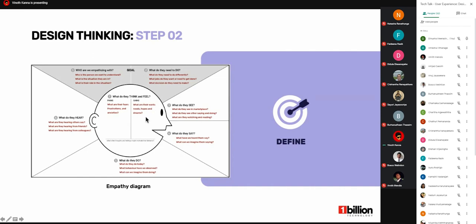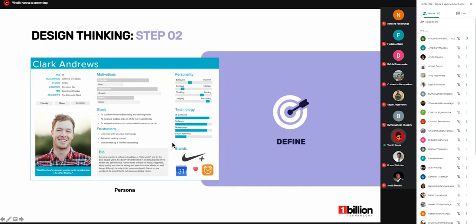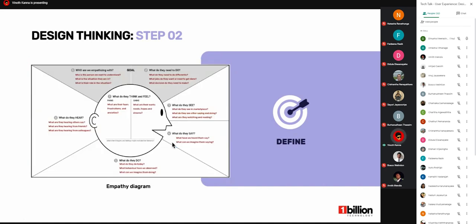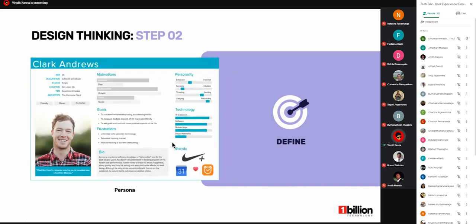I want an easy platform where I can reserve the boardroom. So that is basically an empathy diagram. And the second one is persona. So basically you can do an empathy diagram or a persona, depending on the product we are working on. Here we can collect all the user data, right?